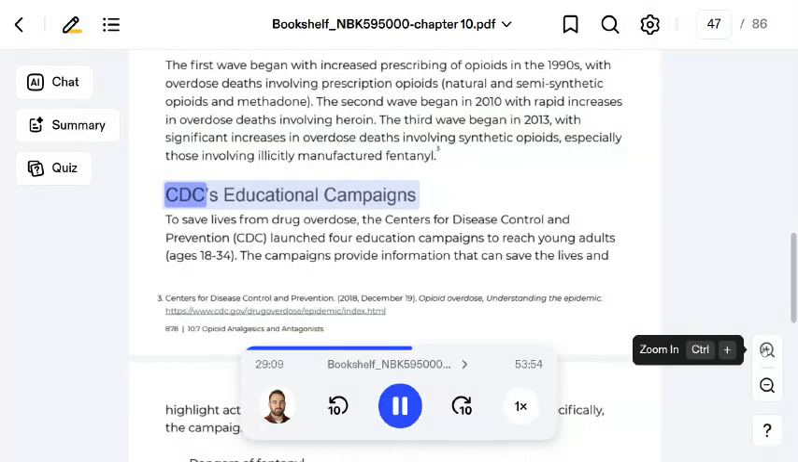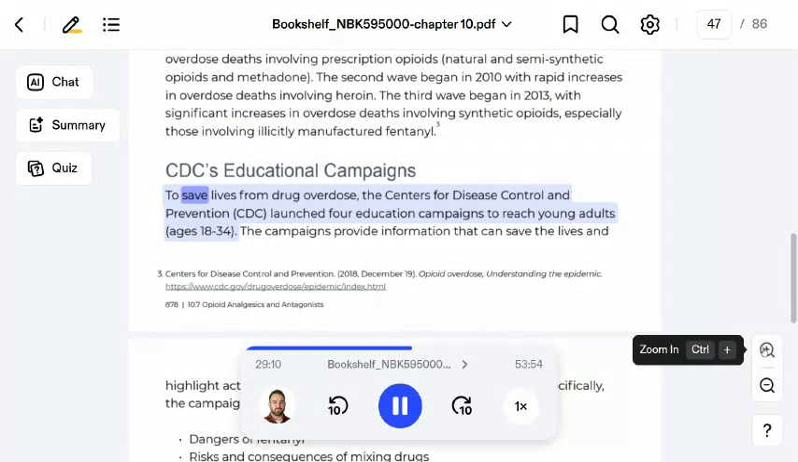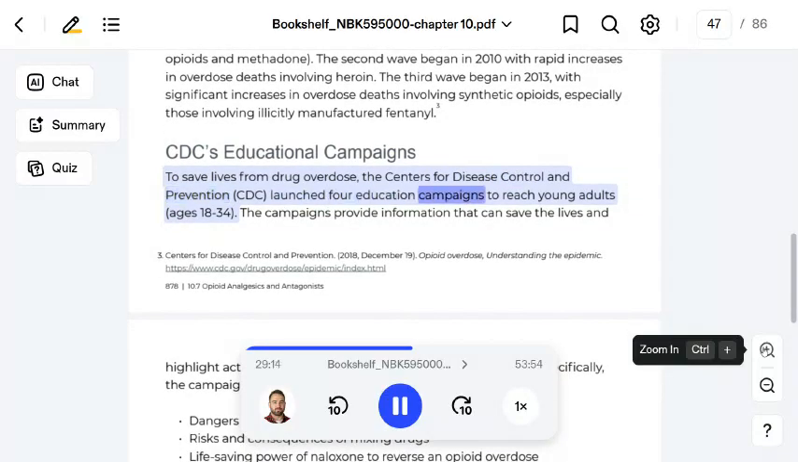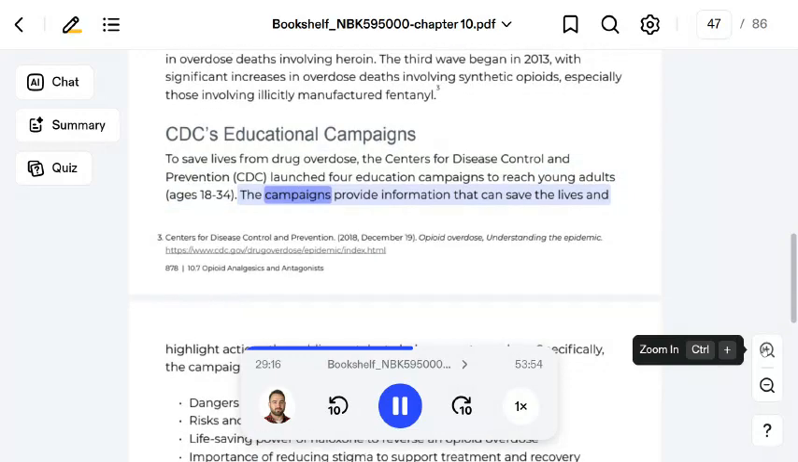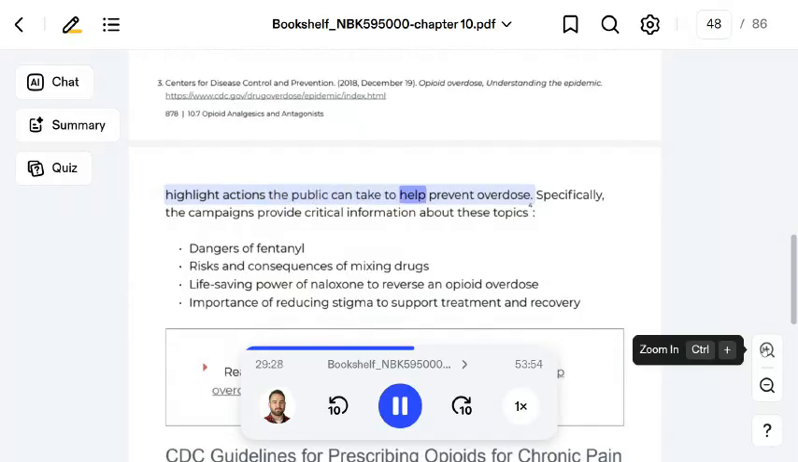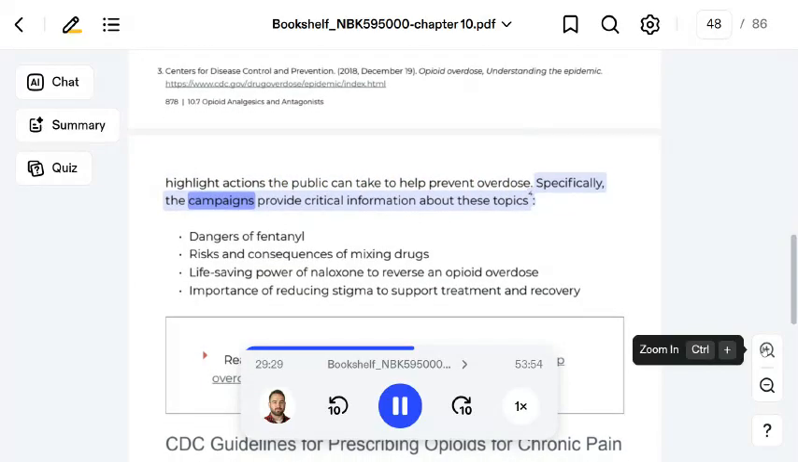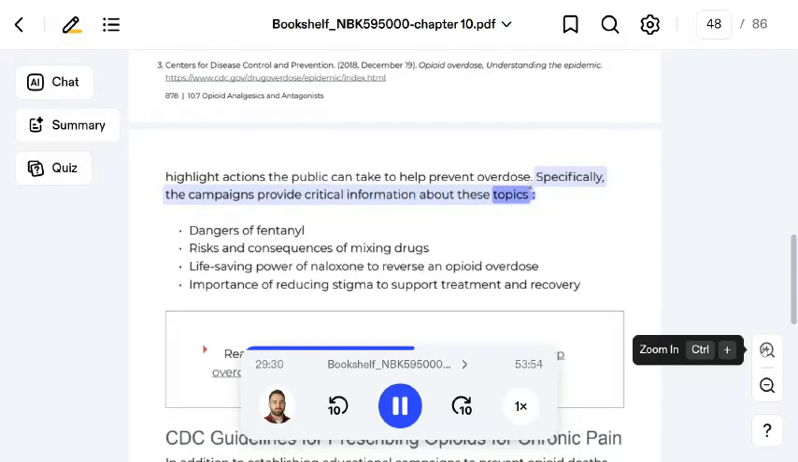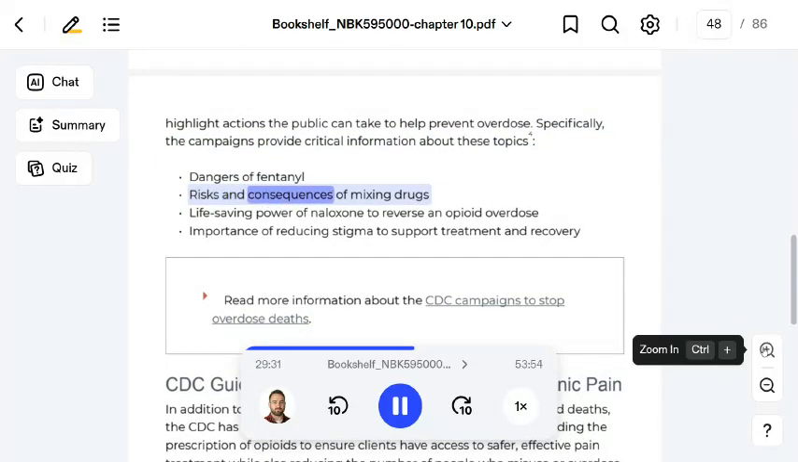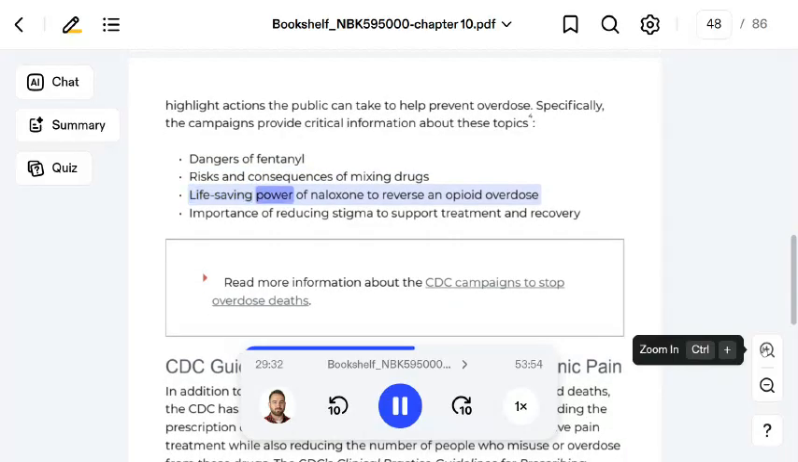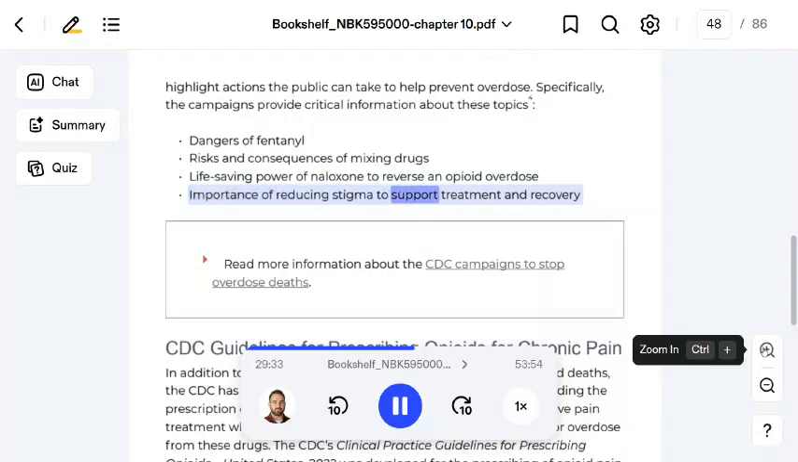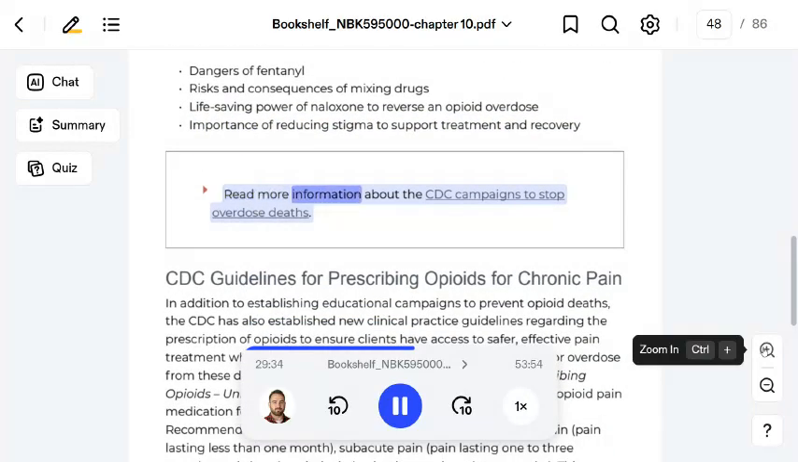fentanyl. CDC's educational campaigns. To save lives from drug overdose, the Centers for Disease Control and Prevention launched four education campaigns to reach young adults. The campaigns provide information that can save lives and highlight actions the public can take to help prevent overdose. Specifically, the campaigns provide critical information about these topics: dangers of fentanyl, risks and consequences of mixing drugs, life-saving power of naloxone to reverse an opioid overdose, importance of reducing stigma to support treatment and recovery. Read more information about the CDC campaigns to stop overdose deaths.